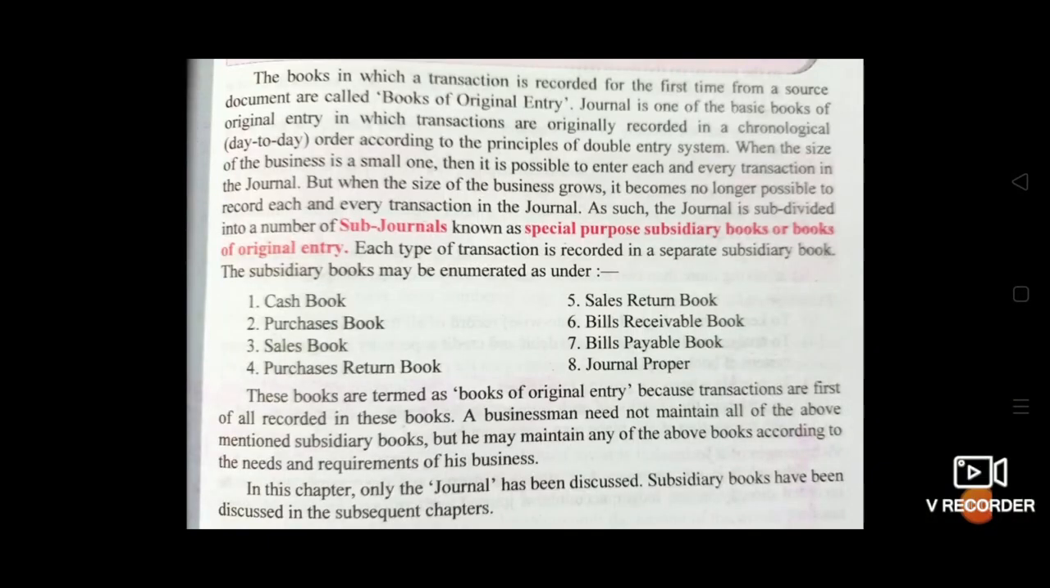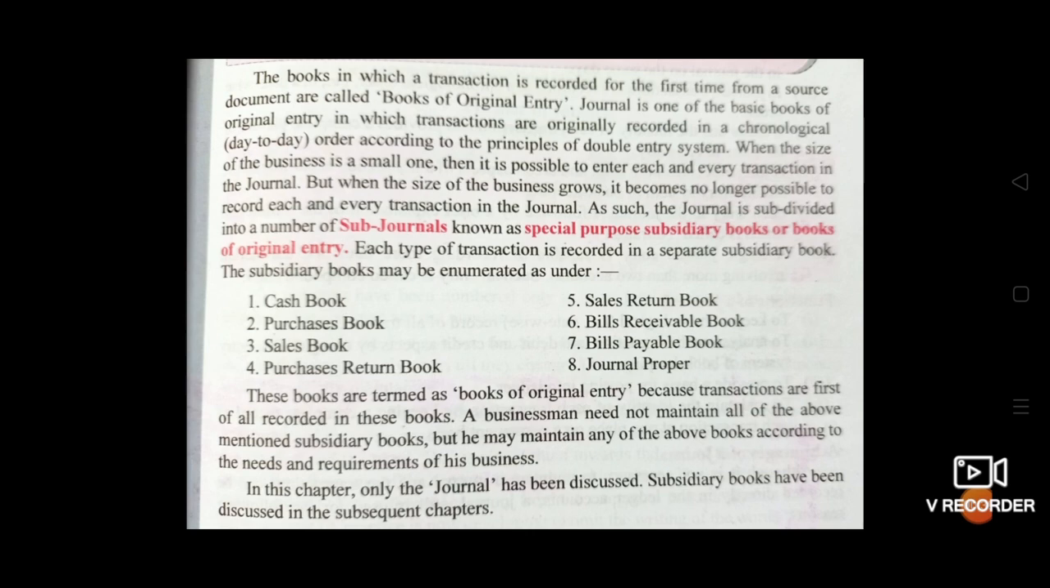Good morning, students. Today we are starting the next point of recording transactions, which is the main point of accounting: the journal. The first step in the accounting process is to record the business transactions in the books of accounts in a systematic manner. Each transaction has to be recorded in chronological order, that is, on a day-to-day basis.